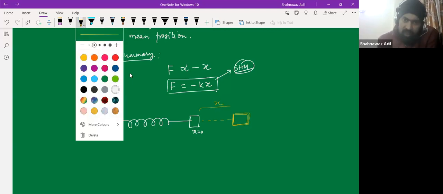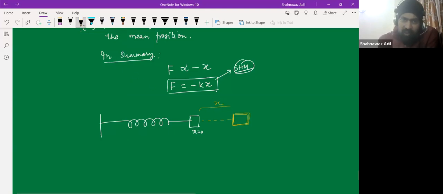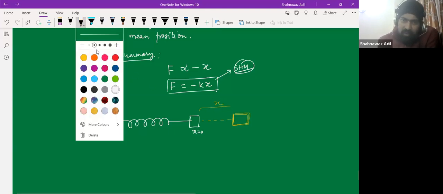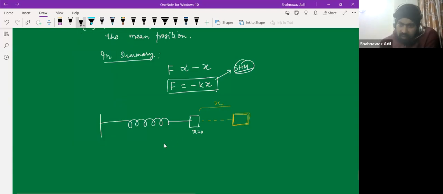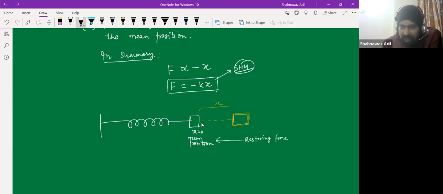Where would be the restoring force, guys? In the x, the distance. So this is the mean position, right? The restoring force is always directed along the mean position. So this would be the restoring force, always in the direction of the mean position.